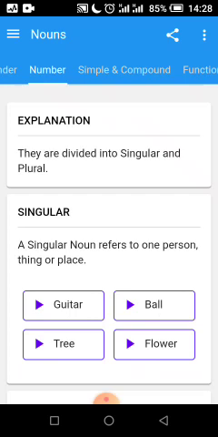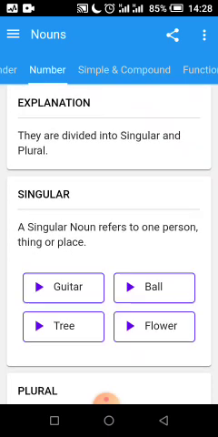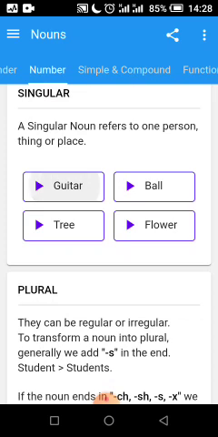Nouns can be divided into singular and plural form. Of course, you know that the singular noun refers to one person or thing or place. One person, one thing, one place. Like we have guitar. We also have ball. We have tree and flower. So those ones are singular forms.